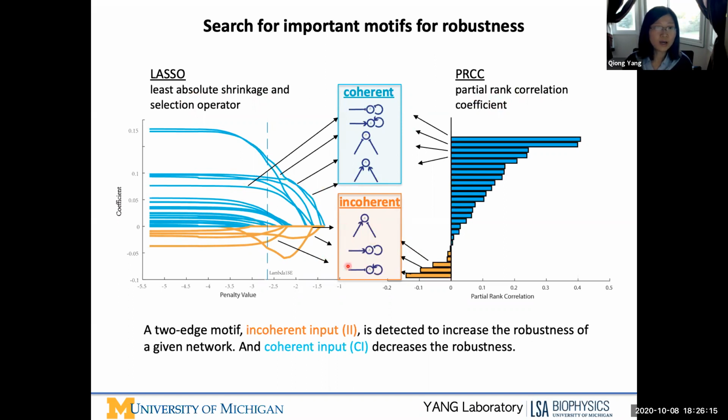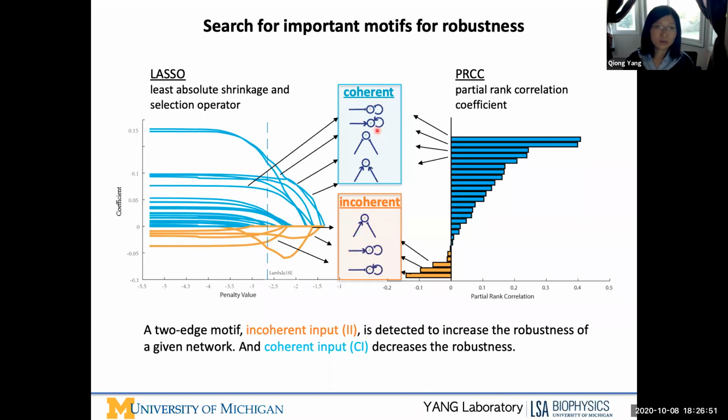And so what we have at the bottom here are the 3 2 edge motifs that seem to share the same pattern, which is a node that receives different signs of the inputs, and we call them incoherent input interaction. And this seems to increase the robustness of the topology. The top 4 here also have a shared pattern, which is a node that receives the same signs of the input, and we call them coherent inputs. And these seem to decrease the robustness.